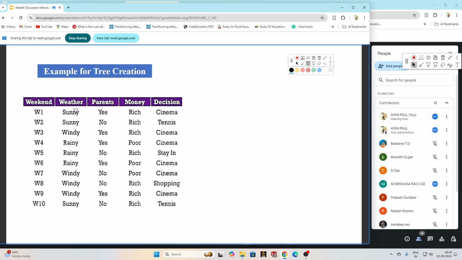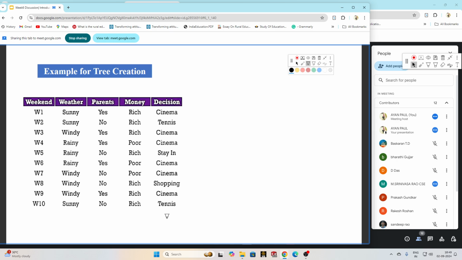So how many classes does weather take? One is sunny, one is windy, one is rainy. So weather has three classes: sunny, rainy and windy. Parents have two classes, yes or no. Money has two classes, rich and poor. Your output has four classes: cinema, tennis, stay in, and shopping. So is the data set clear to all of you? Yes, clear.